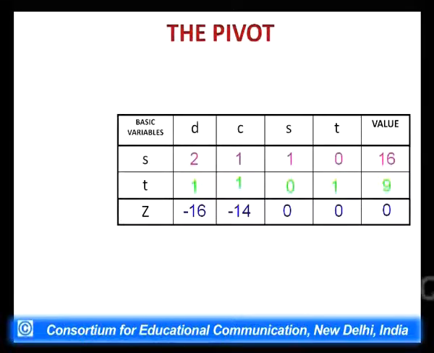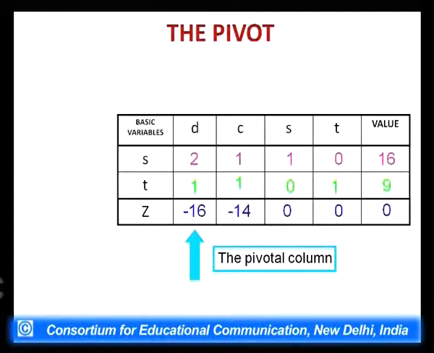Now look at this table. Our pivotal column is the column under D. We have already understood that, and the first row is our pivotal row, because it has the least theta value. Its value was 8, because 16 by 2 is 8, 9 by 1 is 9, and the lesser of these two values, 8 and 9, is 8. 8 corresponds to the first row, so the first row is the pivotal row.